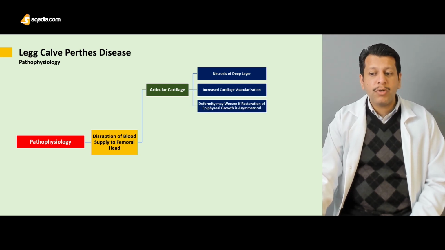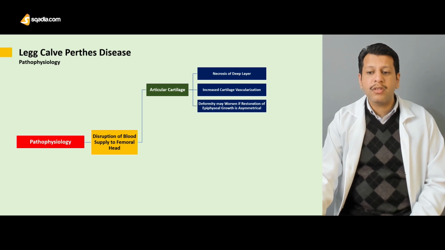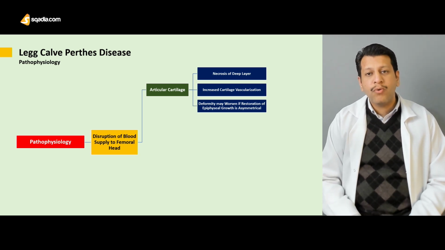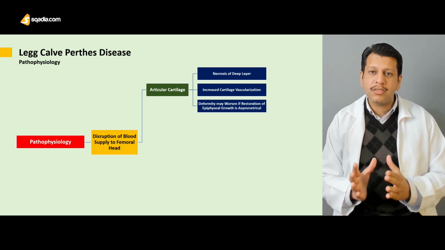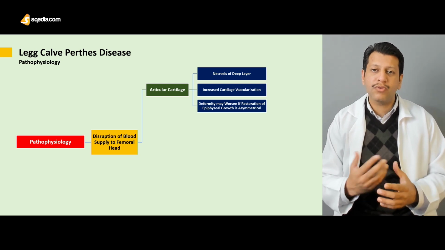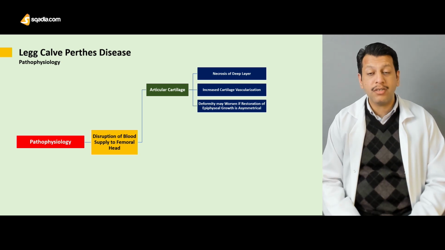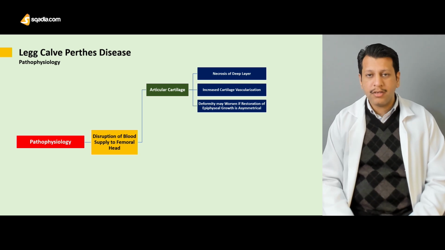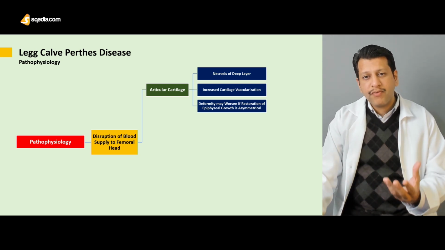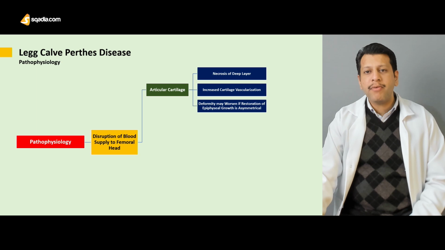And deformity may worsen if restoration of epiphyseal growth is asymmetrical. What would that lead to? Because there is increased load and stress at a certain level compared with other areas, there will be an increased chance of degeneration of articular cartilage in certain areas as compared to the others. Now, it can affect articular cartilage as well as the epiphysis.